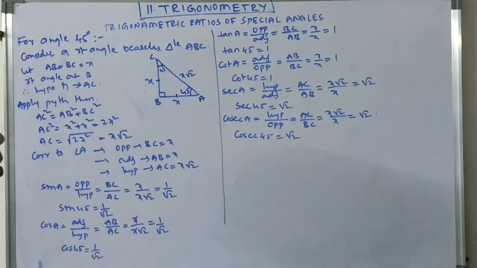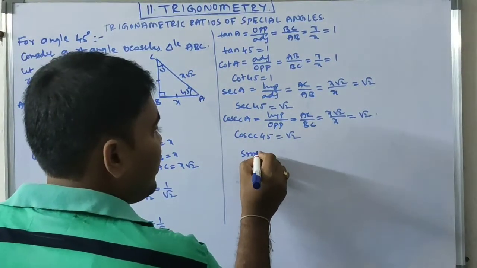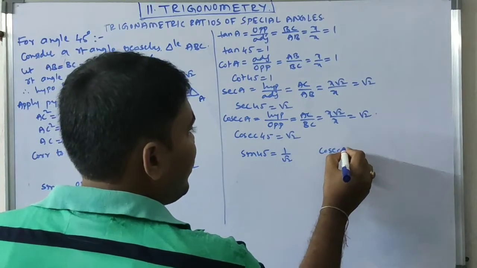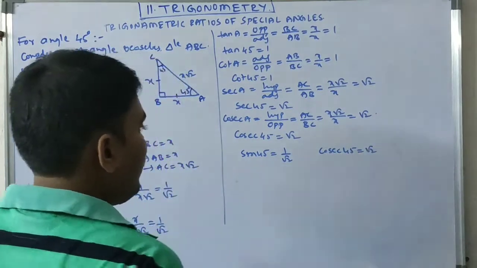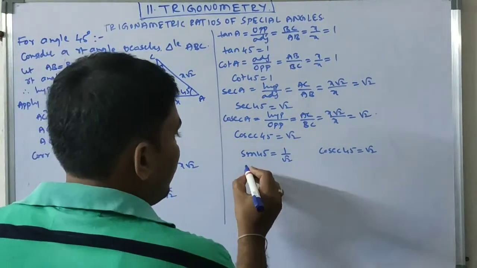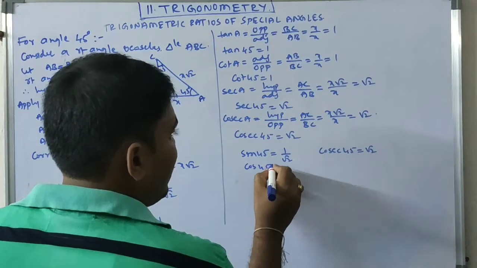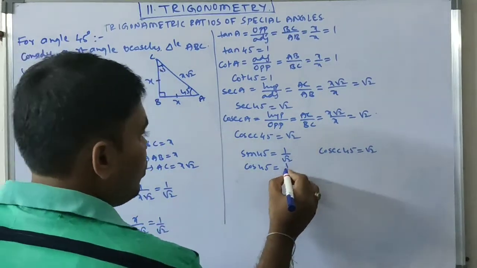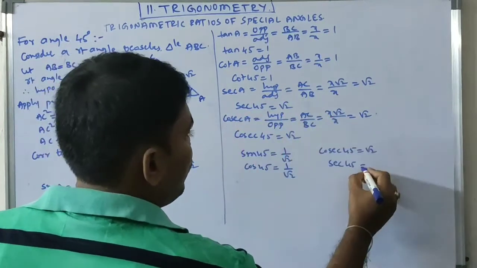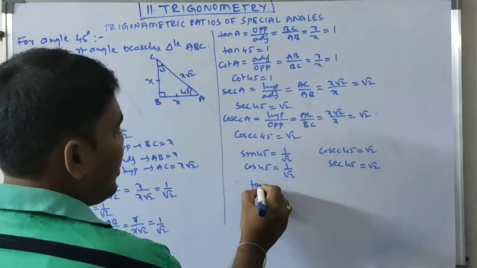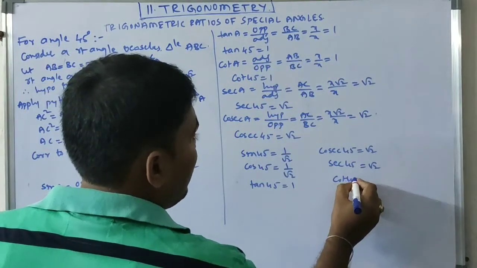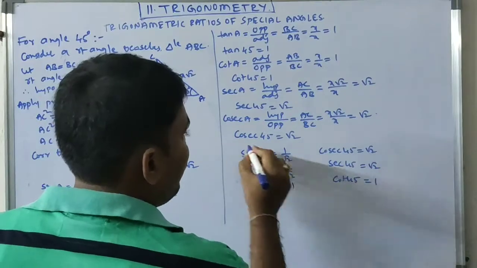Now, sin 45 equal to 1 by root 2. Its reciprocal, cosec 45, equal to root 2. Cos 45 how much? 1 by root 2. Its reciprocal, sec 45, is root 2. Next, tan 45 equal to 1. So its reciprocal, cot 45, is also equal to 1.